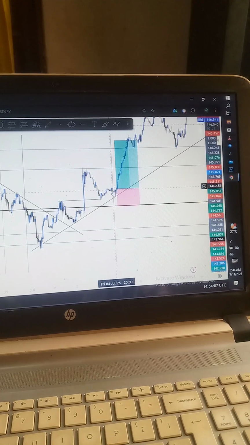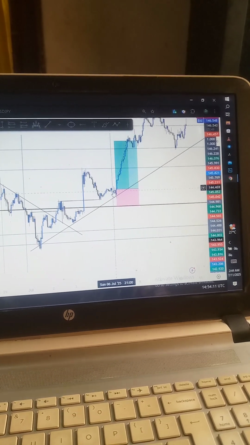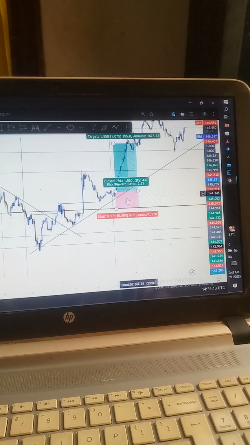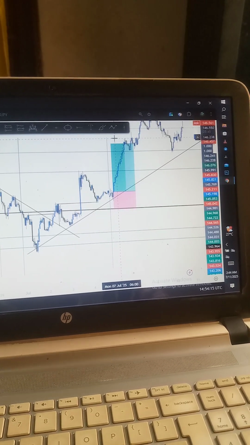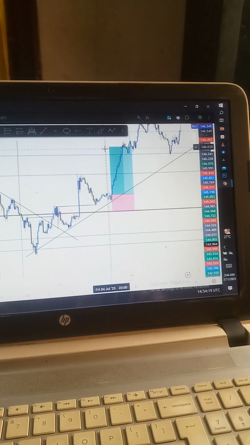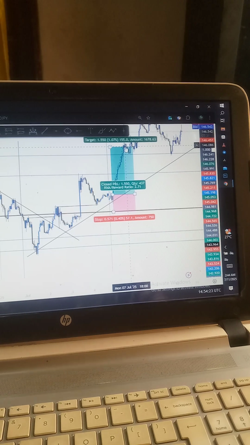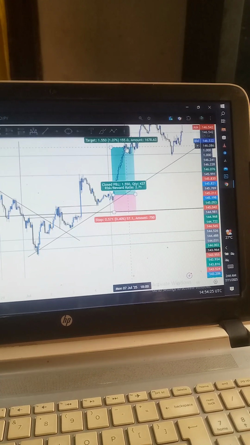So over there, when it touched the trend line, I saw this engulfing candle forming. Then that is when I entered, risking 60 pips to target 155 pips. So my target was right up here. As soon as I saw a major bearish candle, that is when I exited the market.